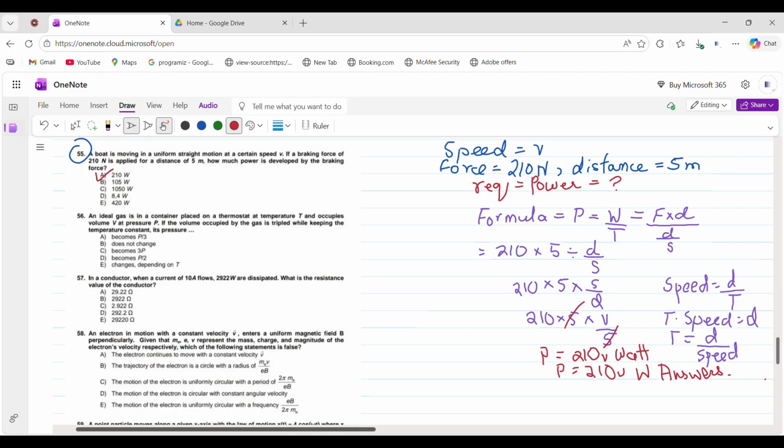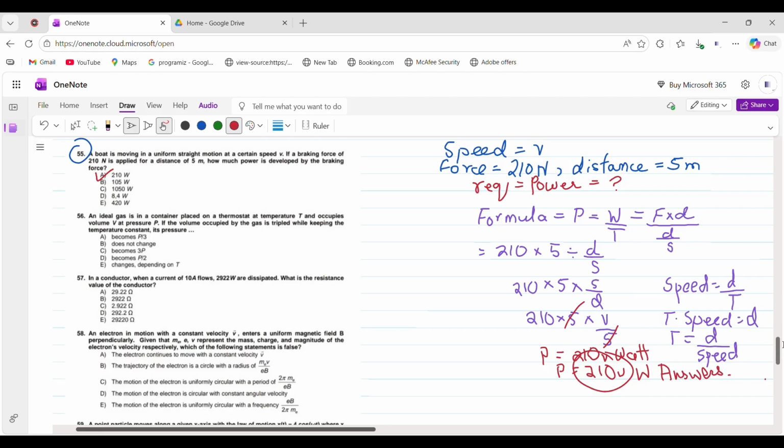and in option E we have 420 volts. So basically these four options are not our answer. Answer must be 210. So 210 we have gotten in our option number 1. So we have gotten this question correct.